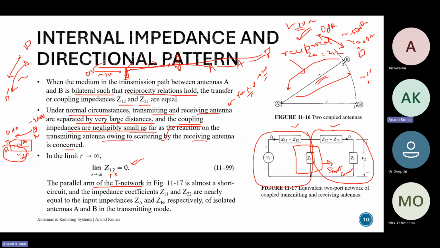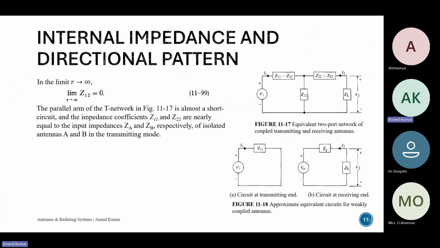If there are no follow-up questions on this, we'll proceed. When Z12 tends to 0 for large distances, we can separate this particular circuit into two circuits.